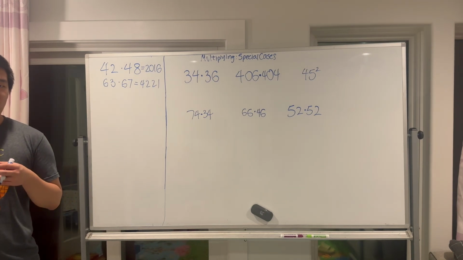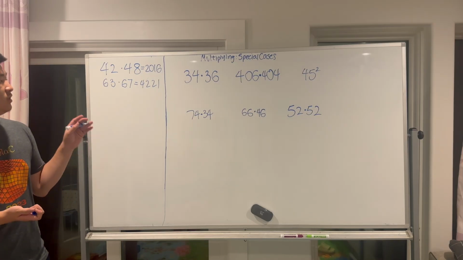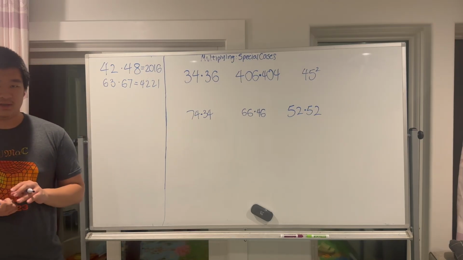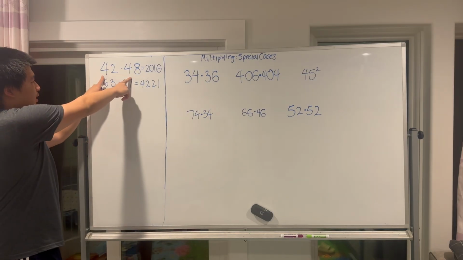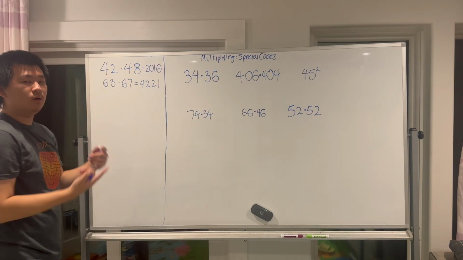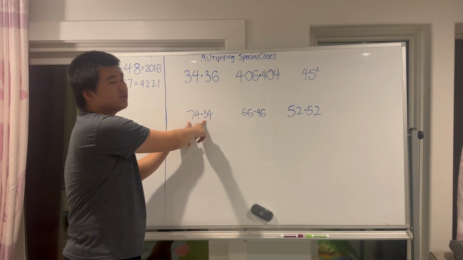In this video, we're going to talk about multiplication, but with a very special case. Now, this special case occurs when one of two things happens. Either the first digits of the numbers being multiplied are the same and the last digits add to 10, or the last digits of the numbers being multiplied are the same and the first digits add to 10.